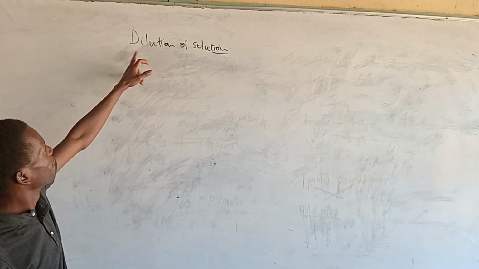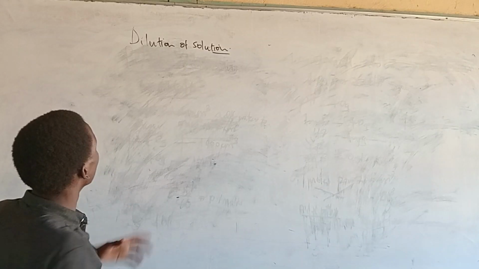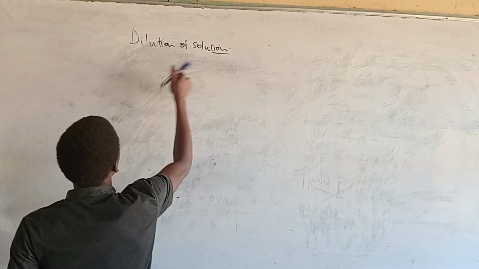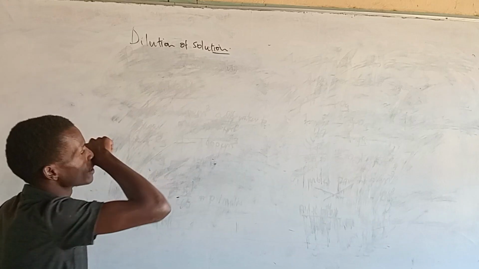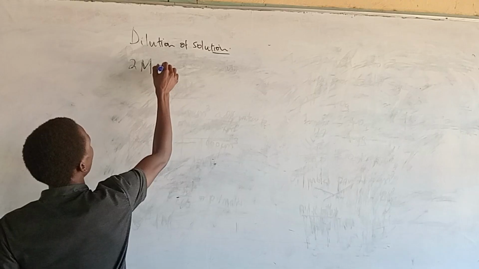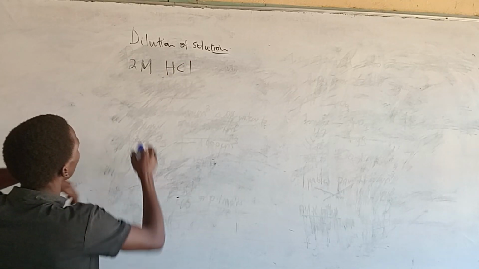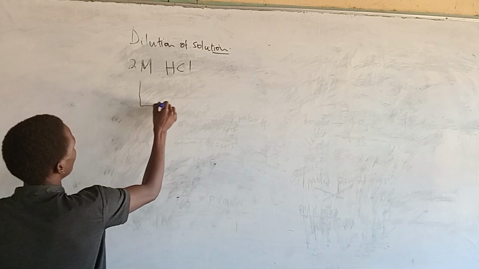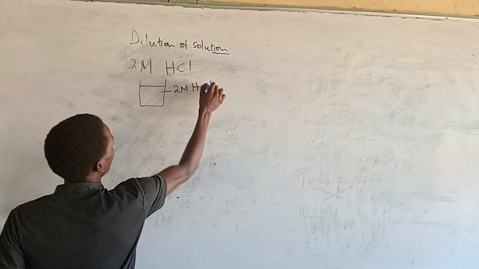I want to cover this subtopic, dilution of solution. I will handle this by an example that I'm going to give here. Now, dilution of solution, here I'm going to say that assuming we are given a solution of 2 molar hydrochloric acid. Now we have a 2 molar hydrochloric acid. Now, assuming we are given a beaker, that is a 250 beaker with a solution which is 2 molar HCl.